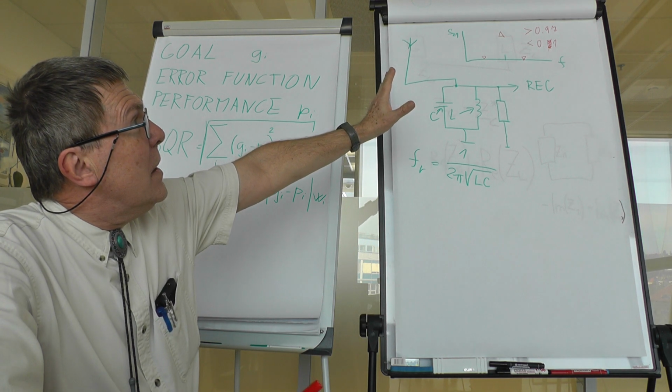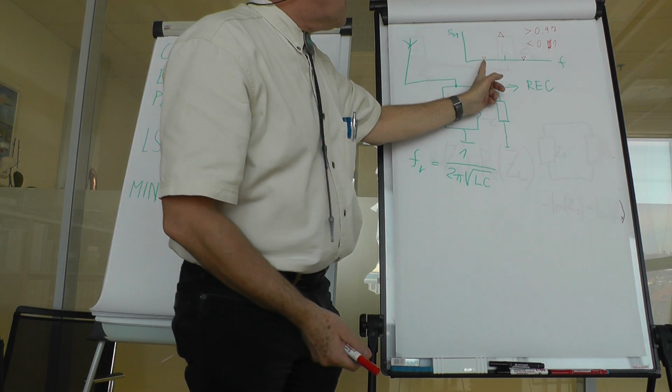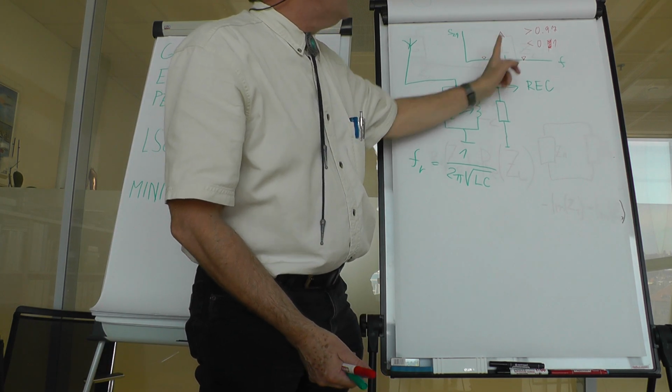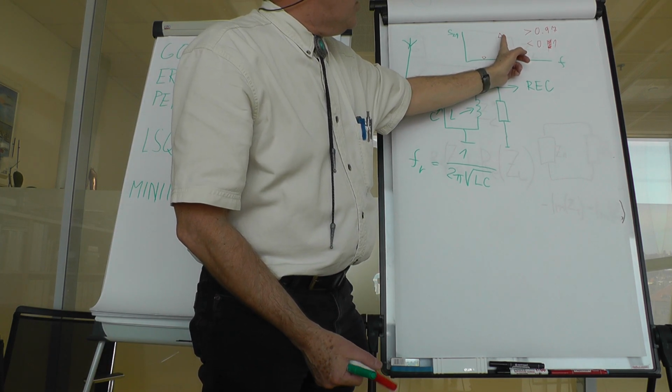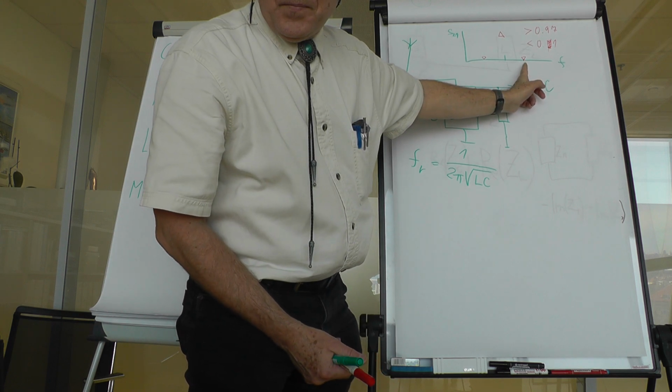I have some goals. In fact, I have 3 goals. At this frequency, the transmission should be under 0.1. At this frequency, it should be over 0.97. And here it should be under 0.1.